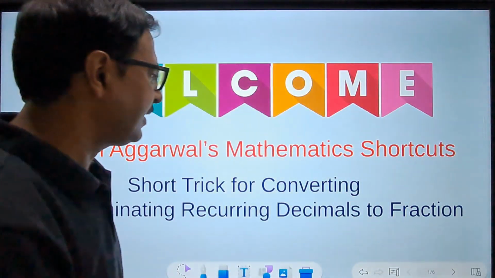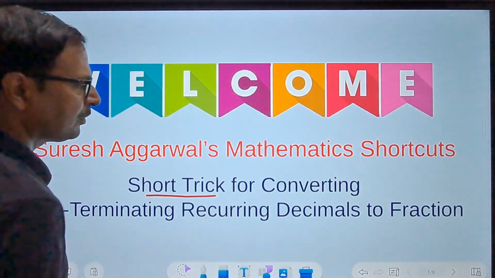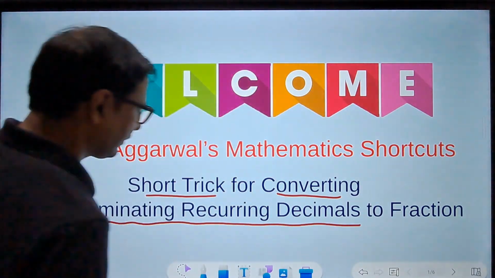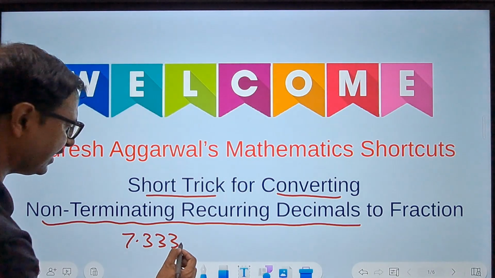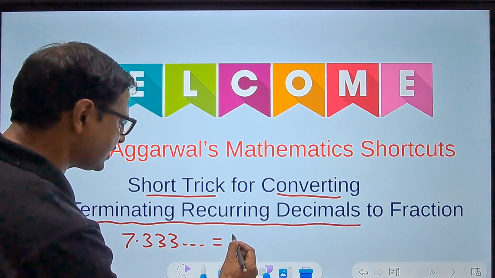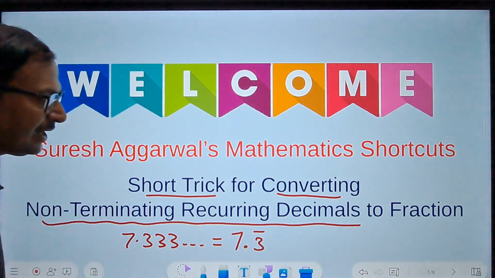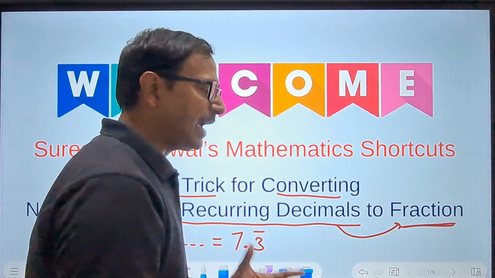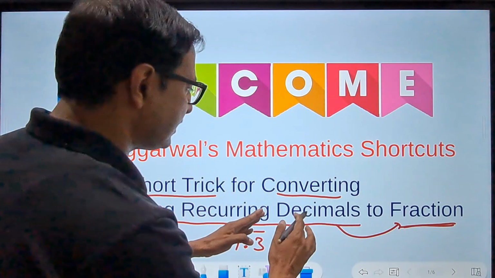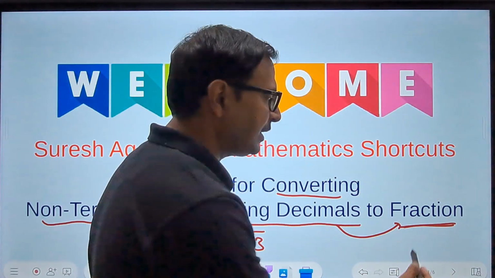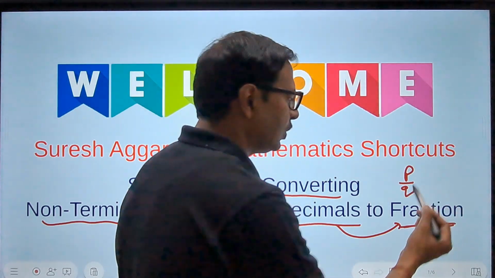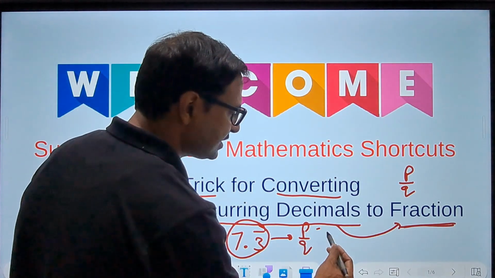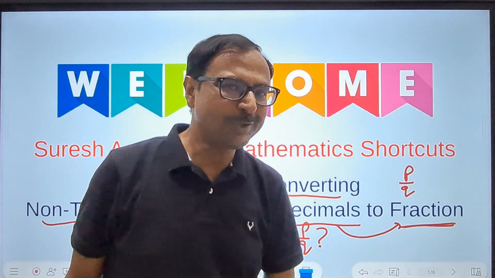This is the topic where we need to have a short trick for converting what? The non-terminating recurring decimals like 7.3333 and it goes on and on. So this actually can be represented as 7.3 bar because the 3 is repeating, and it is to be converted to a fraction form, that means rational form. As we all know that non-terminating recurring decimals are actually rational, so they can be represented in the form of P upon Q. So if I want to write 7.3 bar in the form of P by Q, what should this result be? So you know the traditional approach, right?